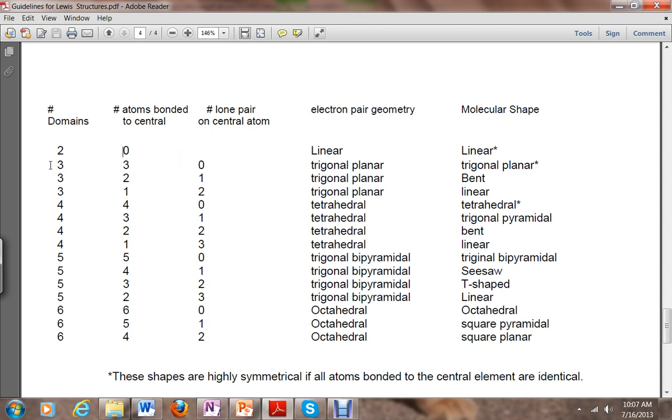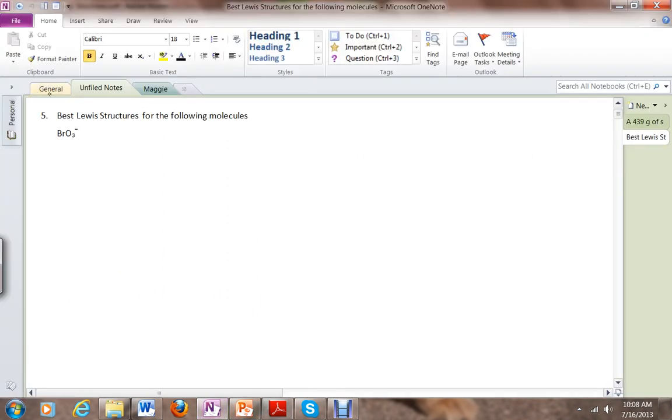If you have three and zero lone pairs, you start having a trigonal planar molecule, because you have three around the central atom. Let me draw each one to give you the example so you understand.